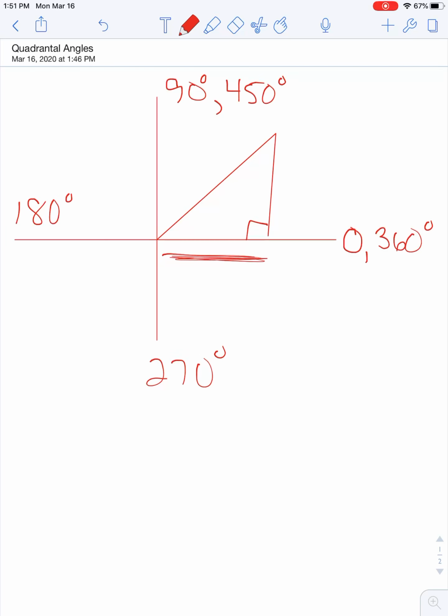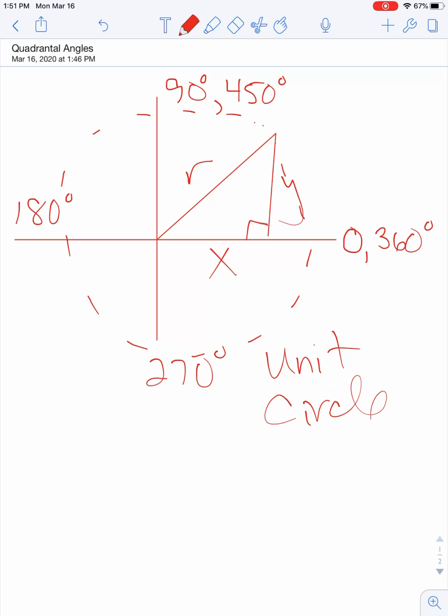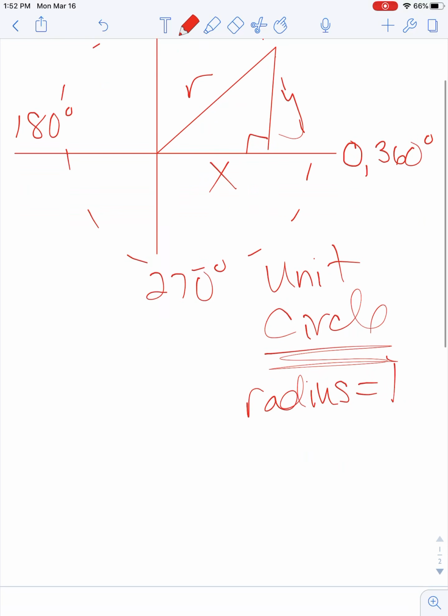Think about this. If I'm moving this way, I'm moving by the x. Like if my ordered pair is 3, 4, I'm moving x direction 3, and then I'm moving y direction 4. So this is my y, and this is actually considered r because it's the radius of this circle here. What we're going to do is this is really called the unit circle. The only time we go to the unit circle is when we have quadrantal angles. And the radius is always equal to 1. So this r up here is always going to be equal to 1.